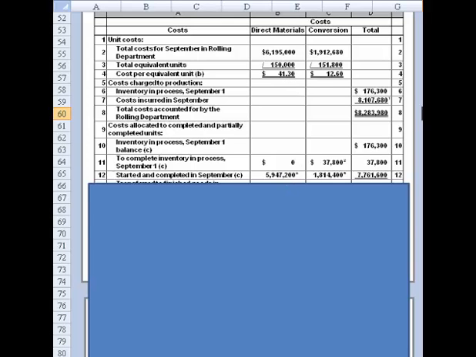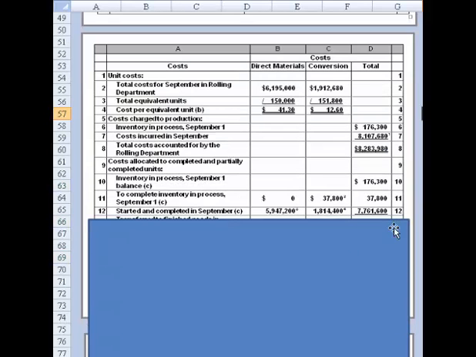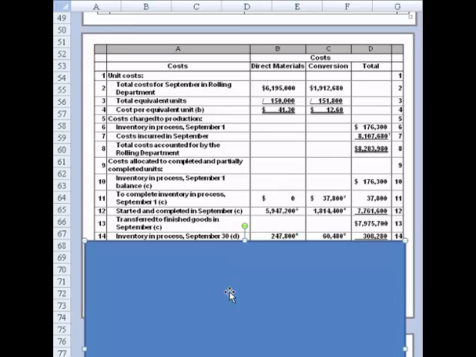Where did the 144 come from? Let me slide up. Oh, went the wrong way. That's our started and completed, 144, 144. So that's how we come up with those numbers: 144,000 times 4130 for direct material costs, and 144,000 equivalent units times 1260 for conversion costs. If I move this down, then at this point we can put a subtotal that says what were the total costs transferred to finished goods in September, and we can add up those costs and we come up with $7,975,700.